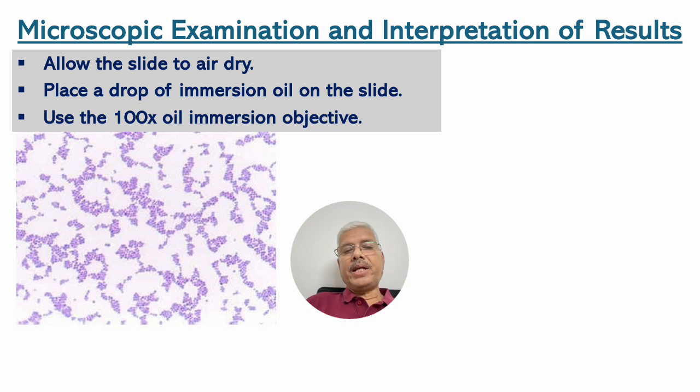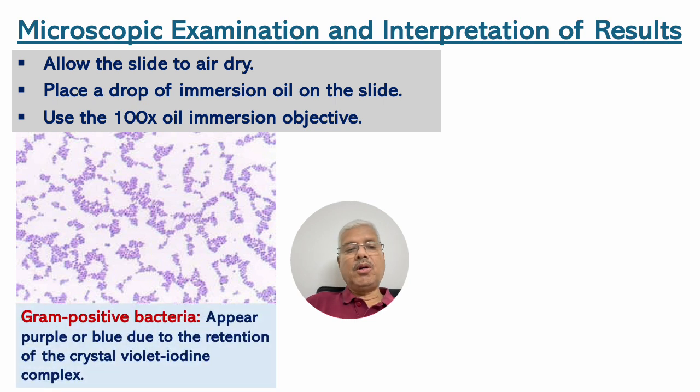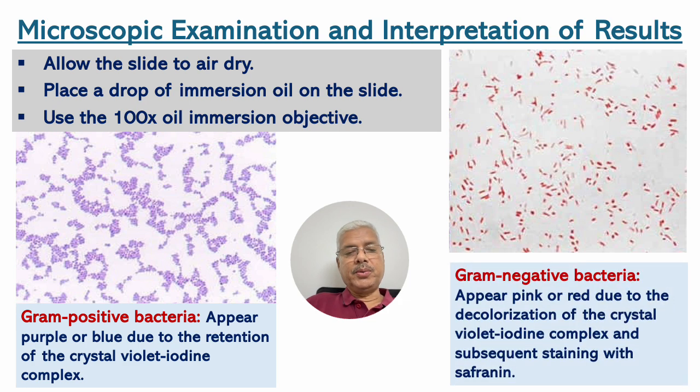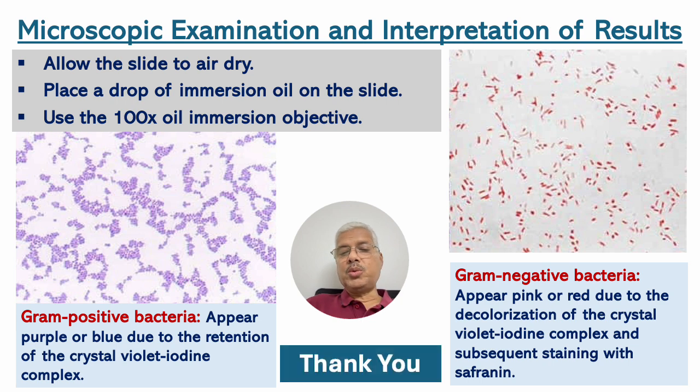Now the microscopic examination and interpretation of the results. Allow the slide to air dry. Place a drop of immersion oil on the slide. Use the 100x oil immersion objective. The appearance of purple or blue due to the retention of the crystal violet iodine complex indicates the presence of gram-positive bacteria.